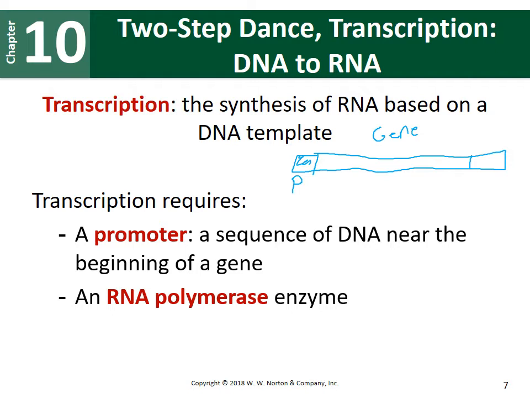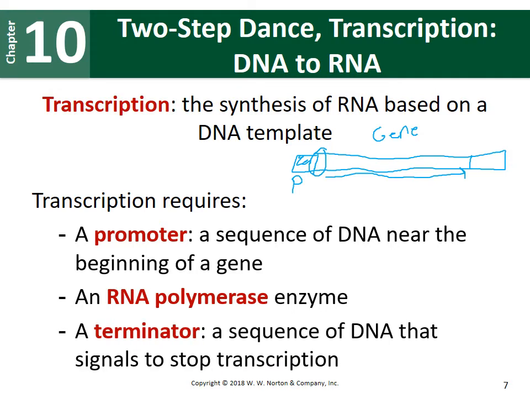So this RNA polymerase, it's going to attach on to that promoter. It's going to travel down the gene and create an RNA molecule. At the end of the gene, there is a sequence called the terminator. So the terminator, this is basically the end of the gene. It tells that RNA polymerase where it is going to stop this transcription process.